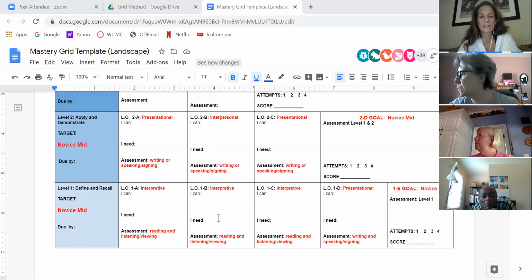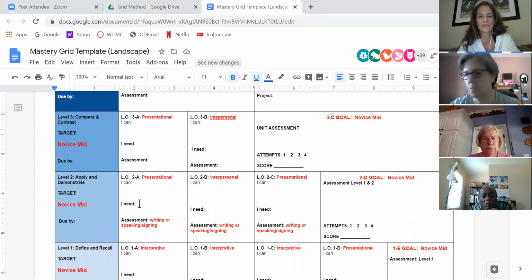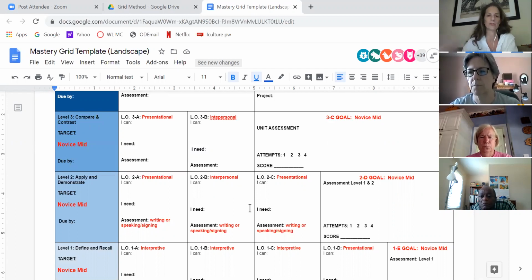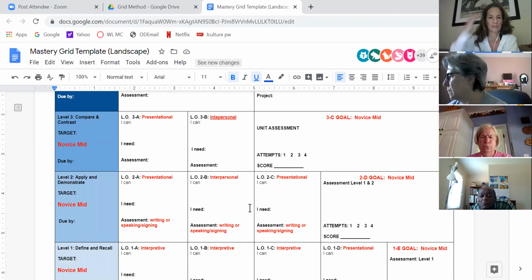So as you look at this, it was pretty straightforward that the kids would complete level 1, each task. When they went to level 2, you'll notice the level 2 went to apply and demonstrate. So there's a lot more presentational and interpersonal. It doesn't mean that in those types of assessments interpretive wouldn't be involved, because it could be watch a video and talk about what you saw, or do some sort of comparison. What do you do here?